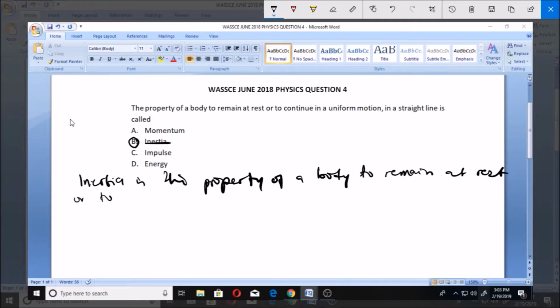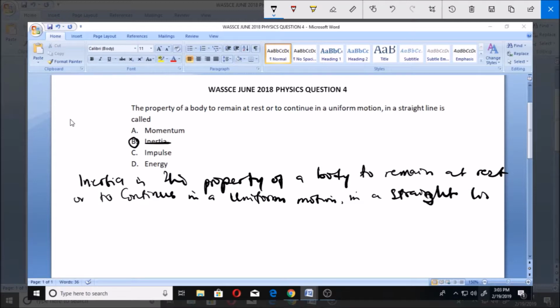or to continue in a uniform motion in a what? Straight line, rectilinear motion in a straight line. So that is what inertia is.